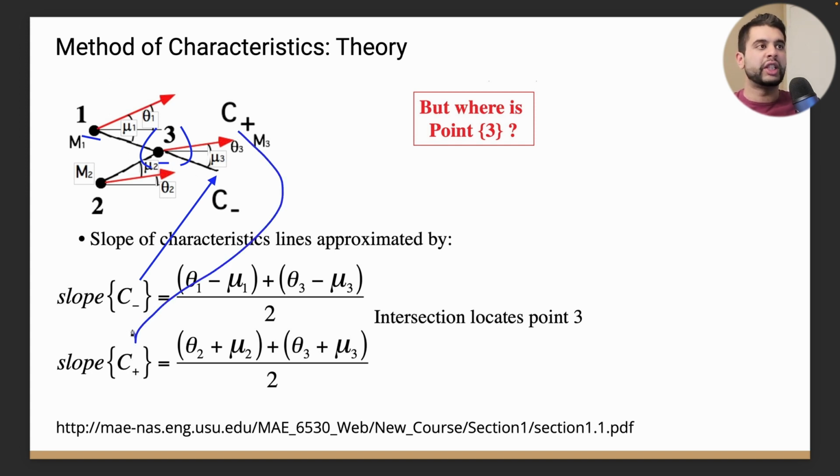Similar for the C plus, which is this one here, it'll be theta 2 plus theta 3, and it's plus because we have a positive. The slope is theta plus mu at that point. And this again is arcsine of 1 over M.